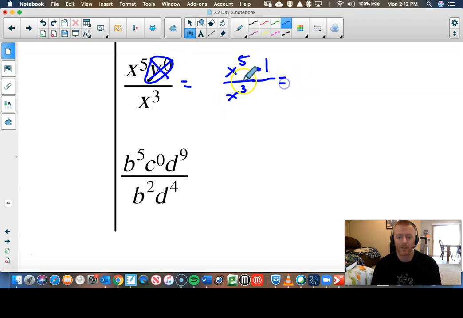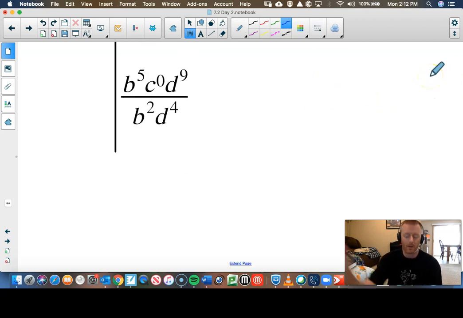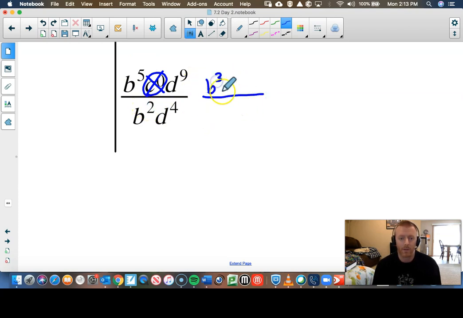So this is like yesterday. We're going to subtract 5 minus 3 to get an x to the 2nd power. If I multiply by 1, I'm still at an x to the 2nd power. So I'm done with that one. On our next one, we have a c to the 0 power. That bad boy right there equals 1. So I'm just going to mentally get rid of it. And now I'm just simplifying b to the 5th over b to the 2nd, which means I have a b to the 3rd up here.